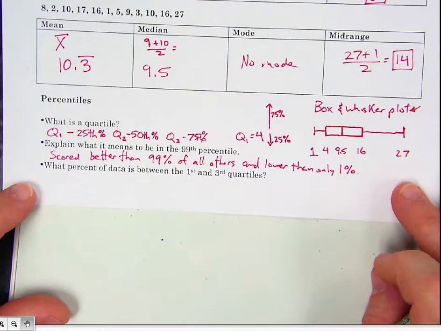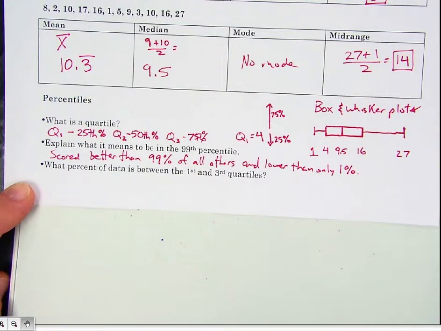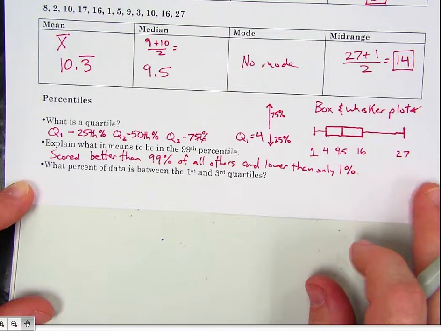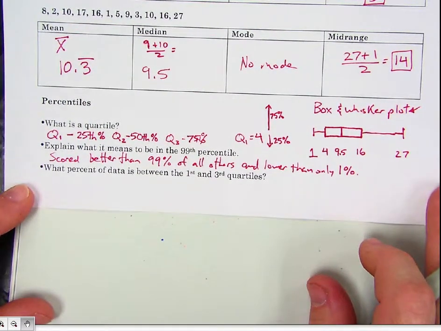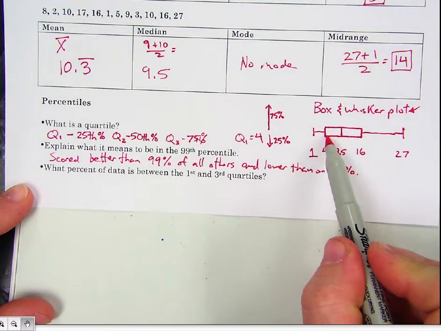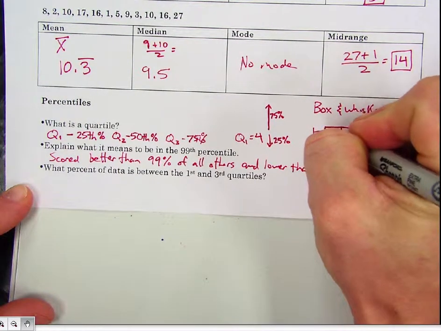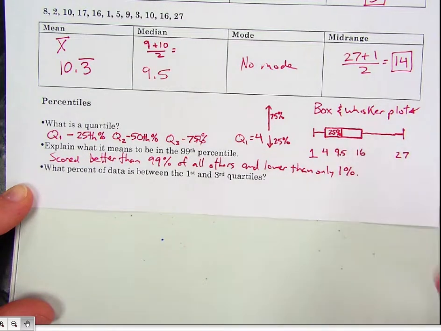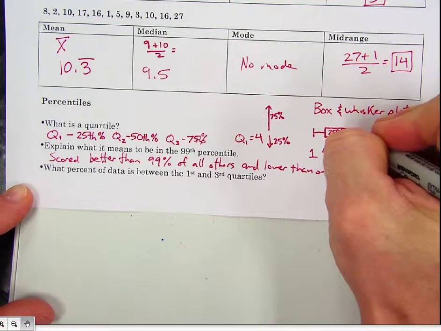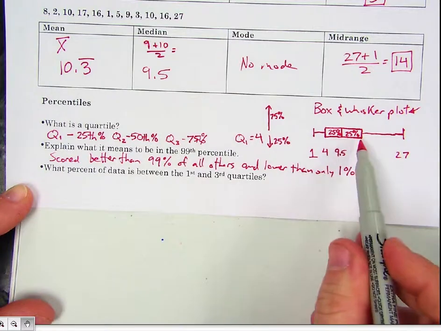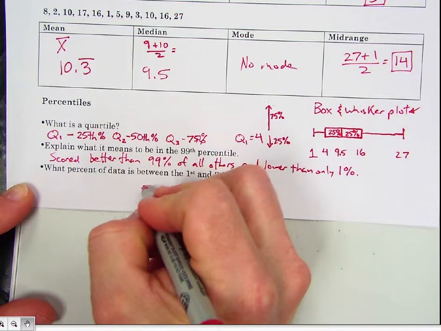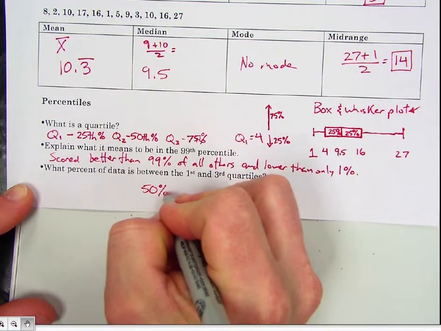Okay. And what percent of data is between the first and the third quartiles? What do you guys think? So between quartile 1 and quartile 2 is 25%. And between quartile 2 and quartile 3 is 25%. So the total there between 1 and 3 is 50%.